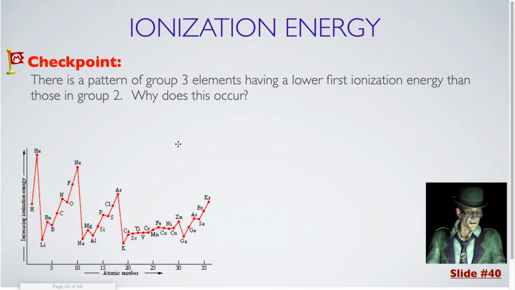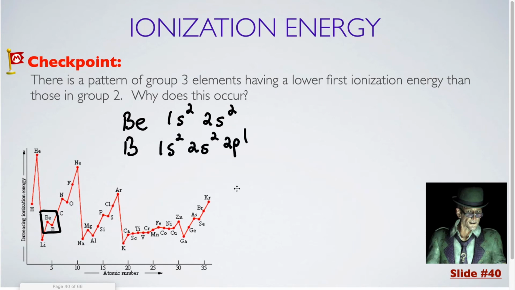There is a pattern in group 3 elements of having a lower ionization energy than those in group 2. We can see an example of that right here on this graph. It's very slight, but it is slightly easier to remove an electron from, say, boron as opposed to beryllium. Why does this occur? In order to answer this, you should consider the electron configurations. So if we were to look at one for beryllium, it would be 1s2 and then 2s2. Whereas boron is 1s2, 2s2, 2p1.